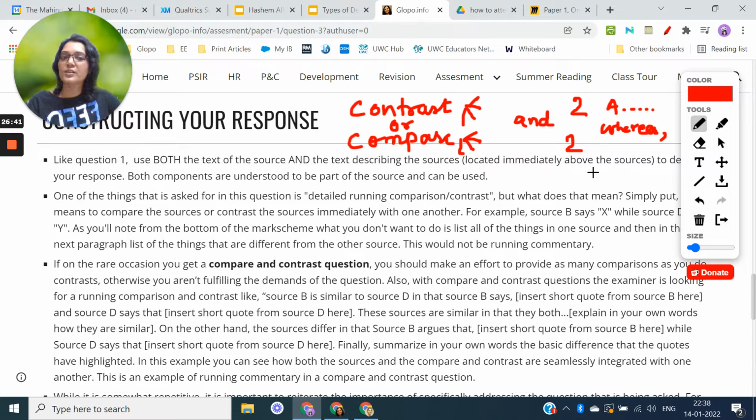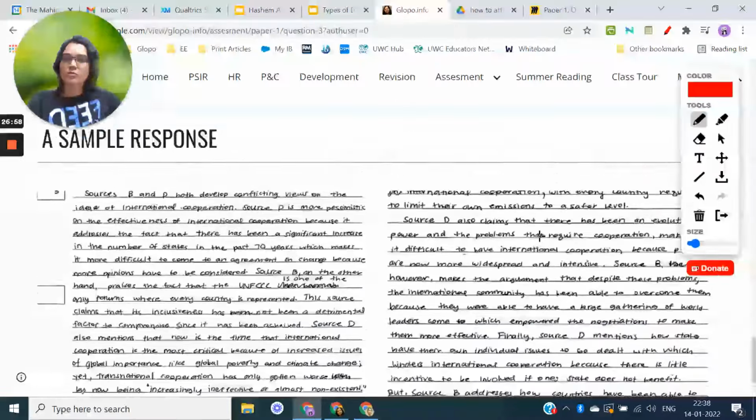Now in compare, you can begin by saying that both the sources A and B are talking about the same levels of analysis, which is so and so thing, right? Something like that you can do. Now I move further, because a sample answer is also given over here.